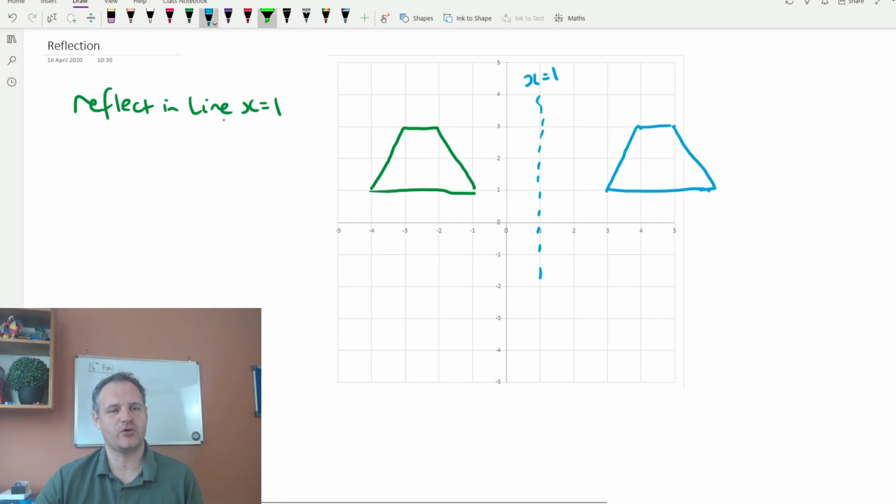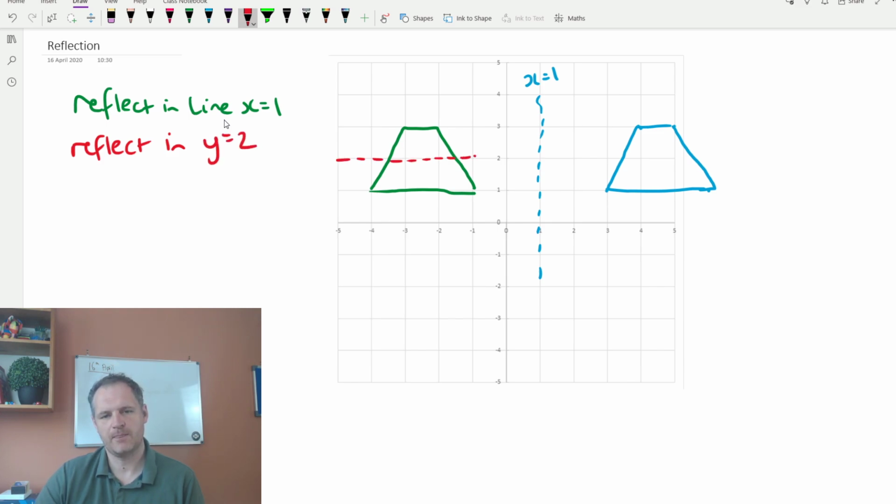But I did say I'd give you another example of what happens when it's in the line itself. What about reflect in y equals 2? If I draw y equals 2 on this shape, you'll notice it's in the shape, so you imagine putting a skewer and spinning it round. That's going to go to there, there, there.